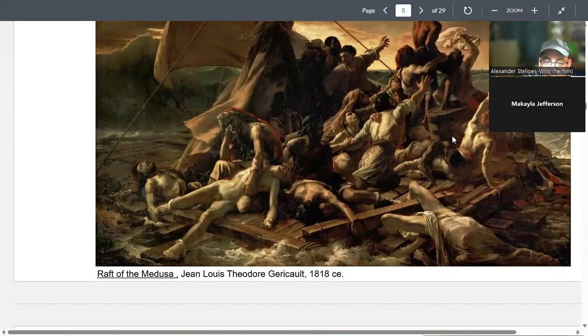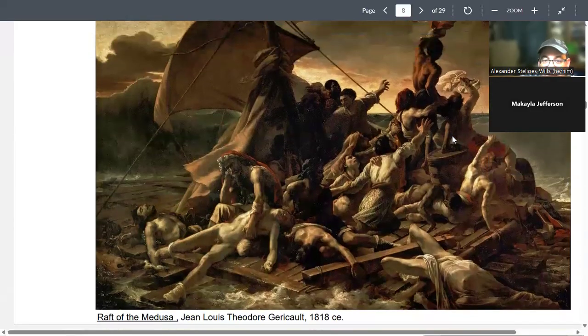Okay, The Raft of the Medusa by Géricault. So, number one, it's an oil painting, so it's painting, we know the medium. Two, it is from the Romantic period, right? And Géricault was kind of an early French Romantic painter, but died young.